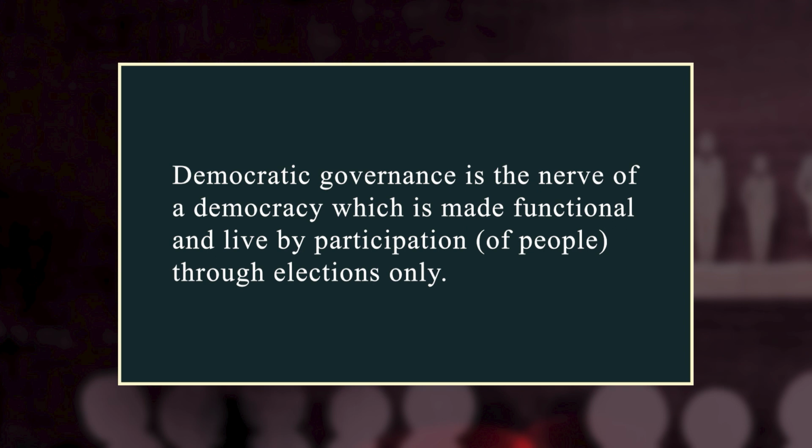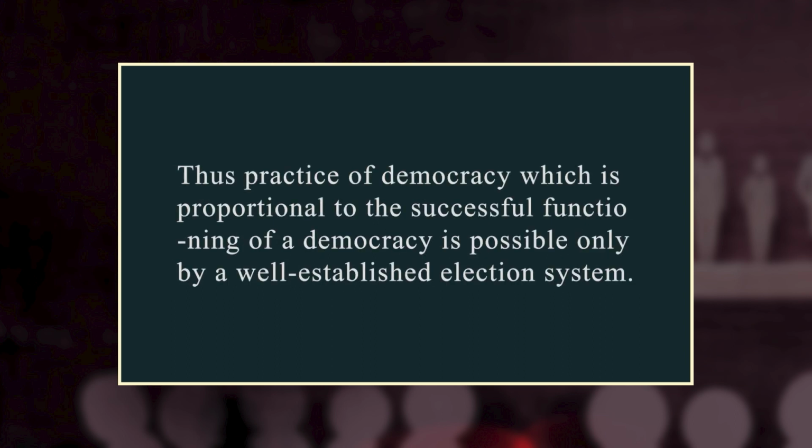In democracy, it is people who provide the structural foundation to the functioning of democratic government. Democratic governance is the nerve of our democracy, which is made functional and alive by the participation of people through elections only. Thus, the practice of democracy, which is proportional to its successful functioning, is possible only by a well-established election system. First past the post provides such a simple, calibrated and efficient mechanism for electing representatives who hold office.